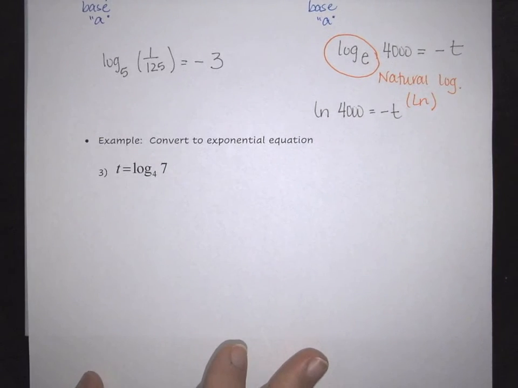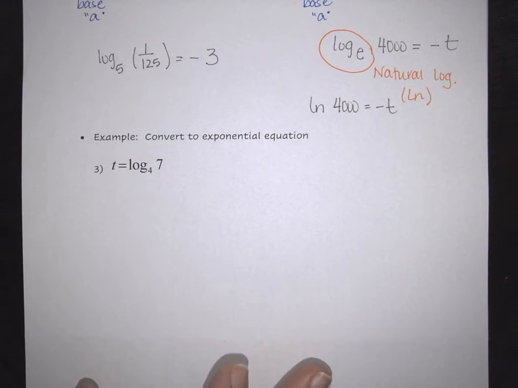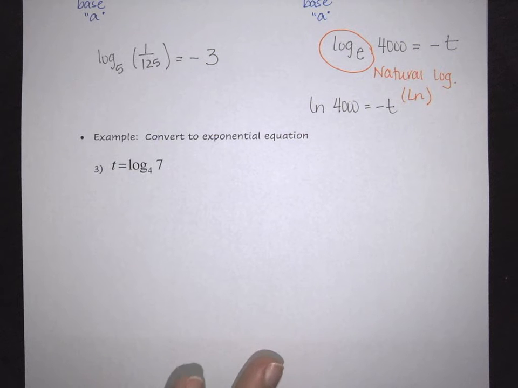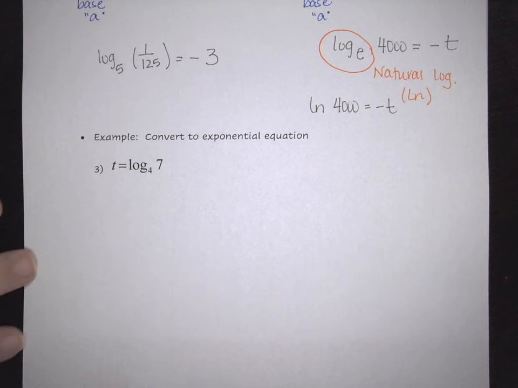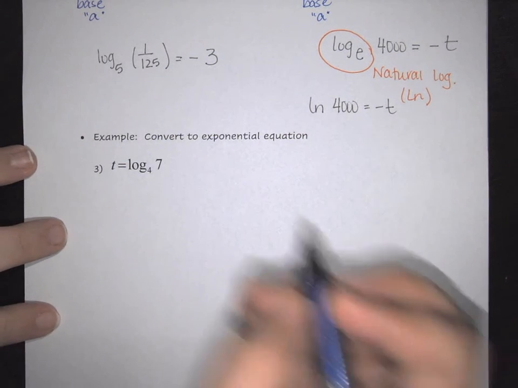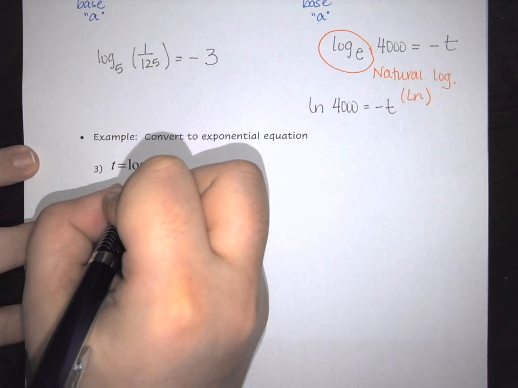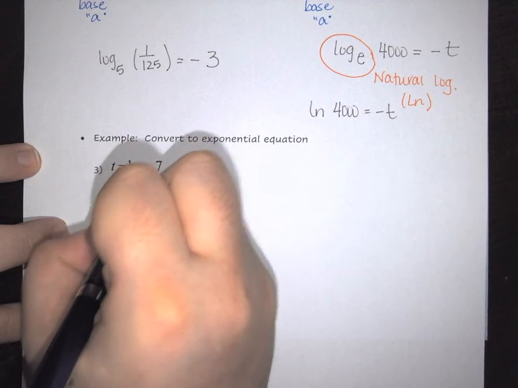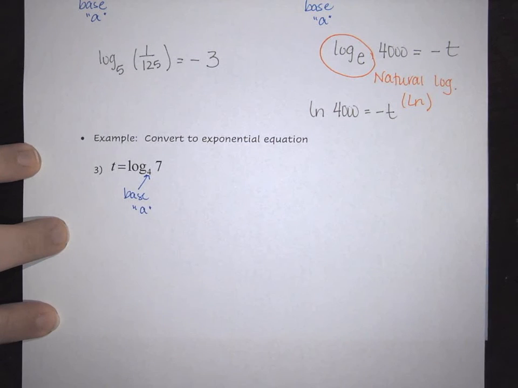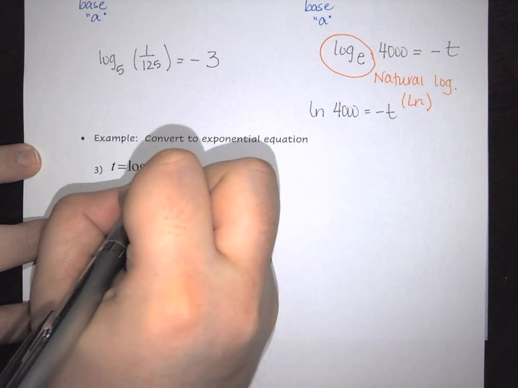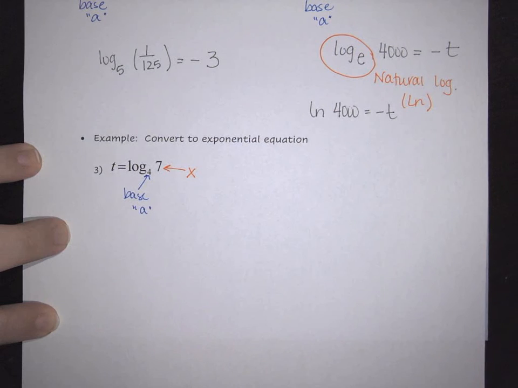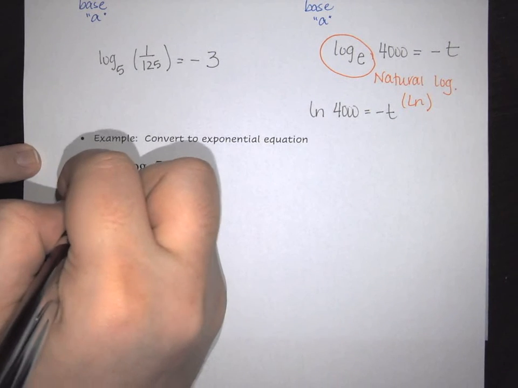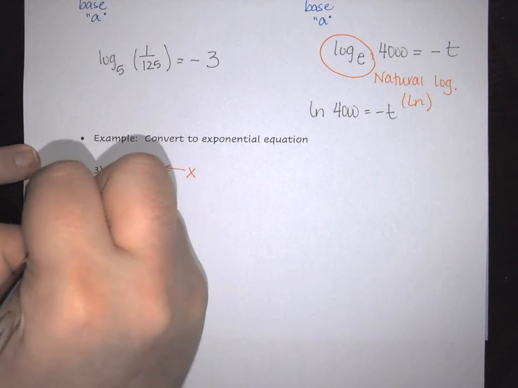Now, both of those were exponential switching over into log. And what happens if I give you the log and I want to switch it to exponential? Well, again, to do that, you just simply have to identify the parts. So the 4 right here is my base, which is the a term. I then have my 7, which is going to be your x term. And then you have the t, which is your y.